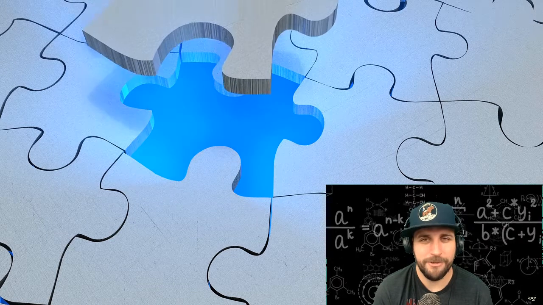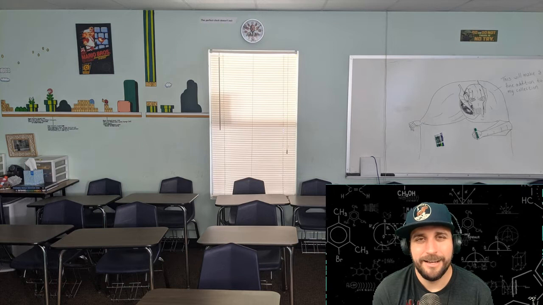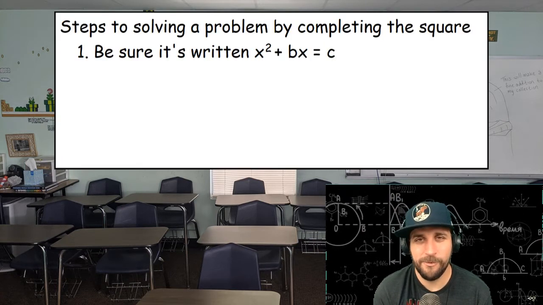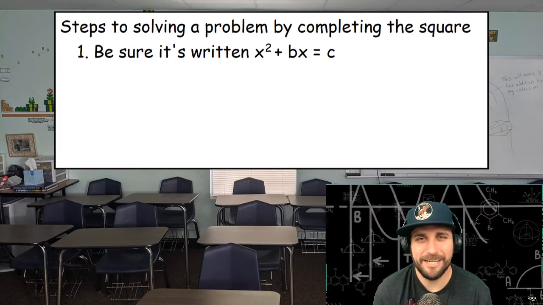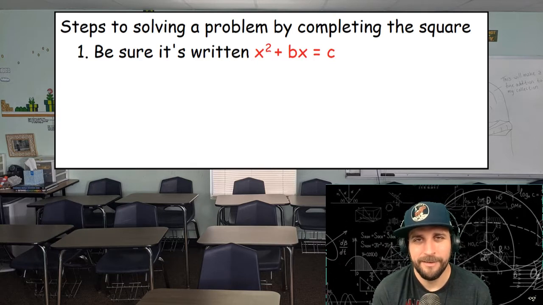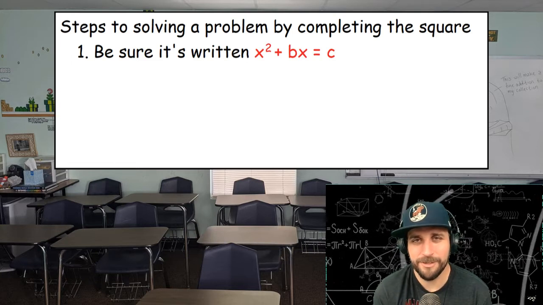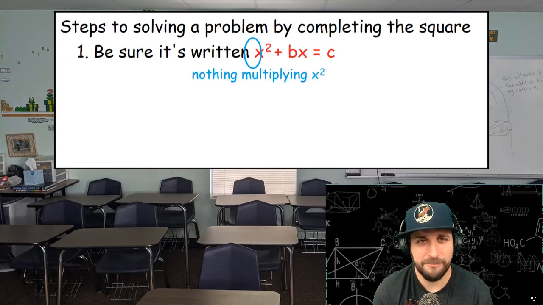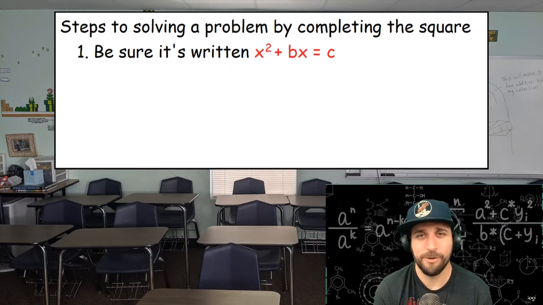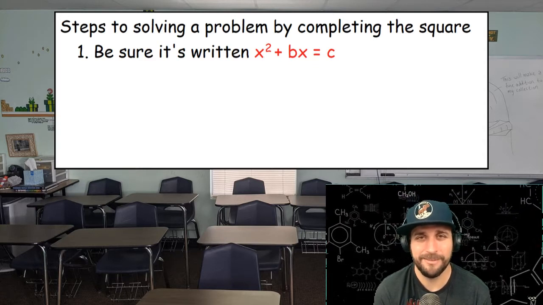So now we've learned all the pieces to how to solve a problem by completing the square, hopefully. We'll break it up in a bunch of steps. Step 1, be sure it's written in the form x squared plus bx equals c. Notice all your x terms are on the left-hand side of your equal sign. All your numbers are on the right-hand side. And there's nothing multiplying your x squared. If there's something multiplying your x squared, you have to get rid of it before we get started doing these problems.